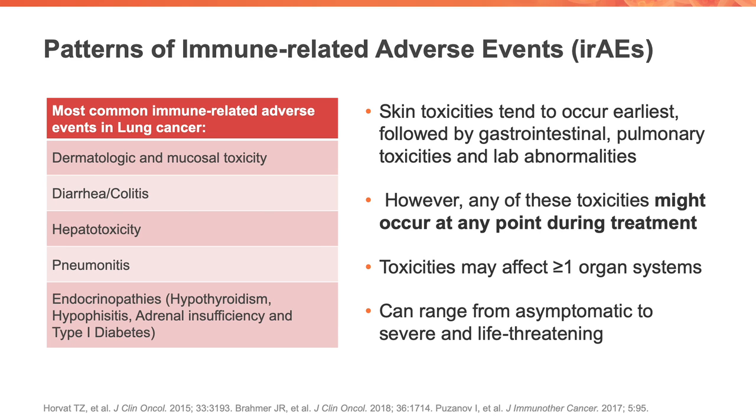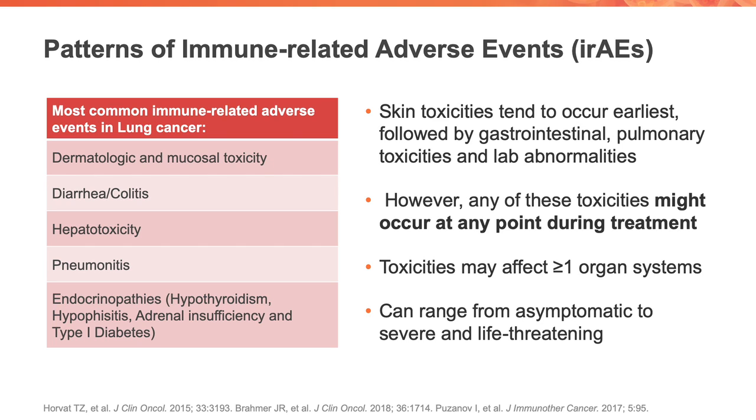Patterns of immune-related adverse events. The most common immune-related adverse events in lung cancer include dermatologic or mucosal toxicity. We also see diarrhea or colitis. We can see hepatotoxicity. Pneumonitis is very important in lung cancer. And we can also see endocrinopathies that include hypothyroidism, hypophysitis, adrenal insufficiency, or type 1 diabetes.